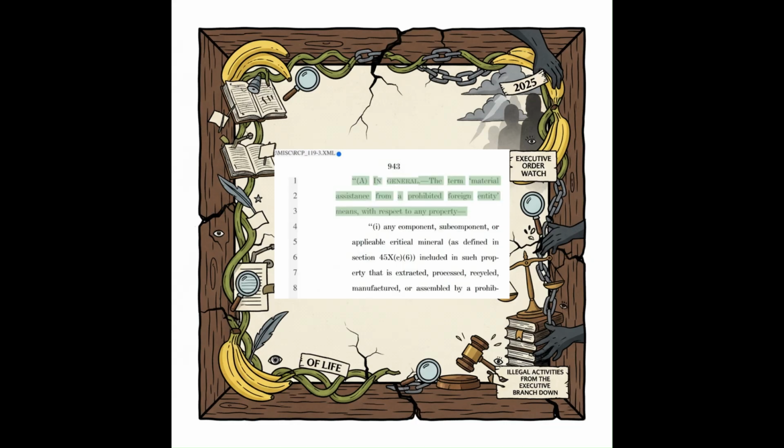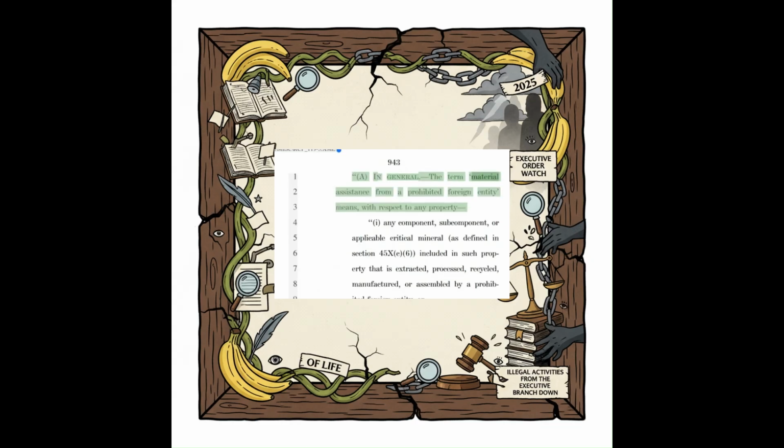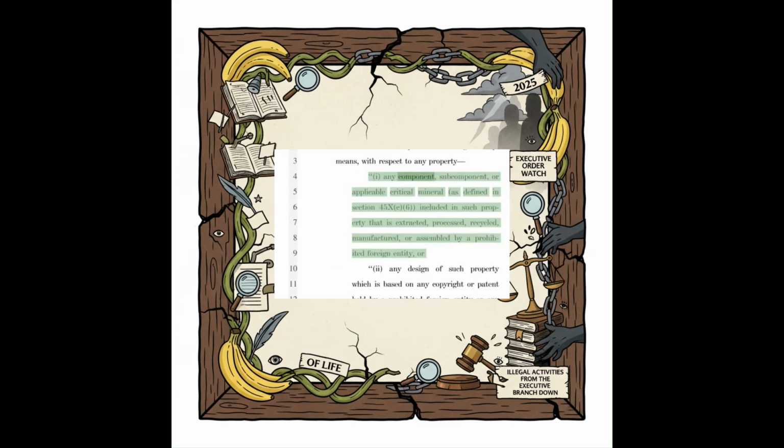943. In general, the term material assistance from a prohibited foreign entity means, with respect to any property, any component, subcomponent, or applicable critical mineral included in such property that is extracted, processed, recycled, manufactured, or assembled by a prohibited foreign entity. Any design of such property which is based on any copyright or patent held by a prohibited foreign entity, or any know-how or trade secret provided by a prohibited foreign entity.